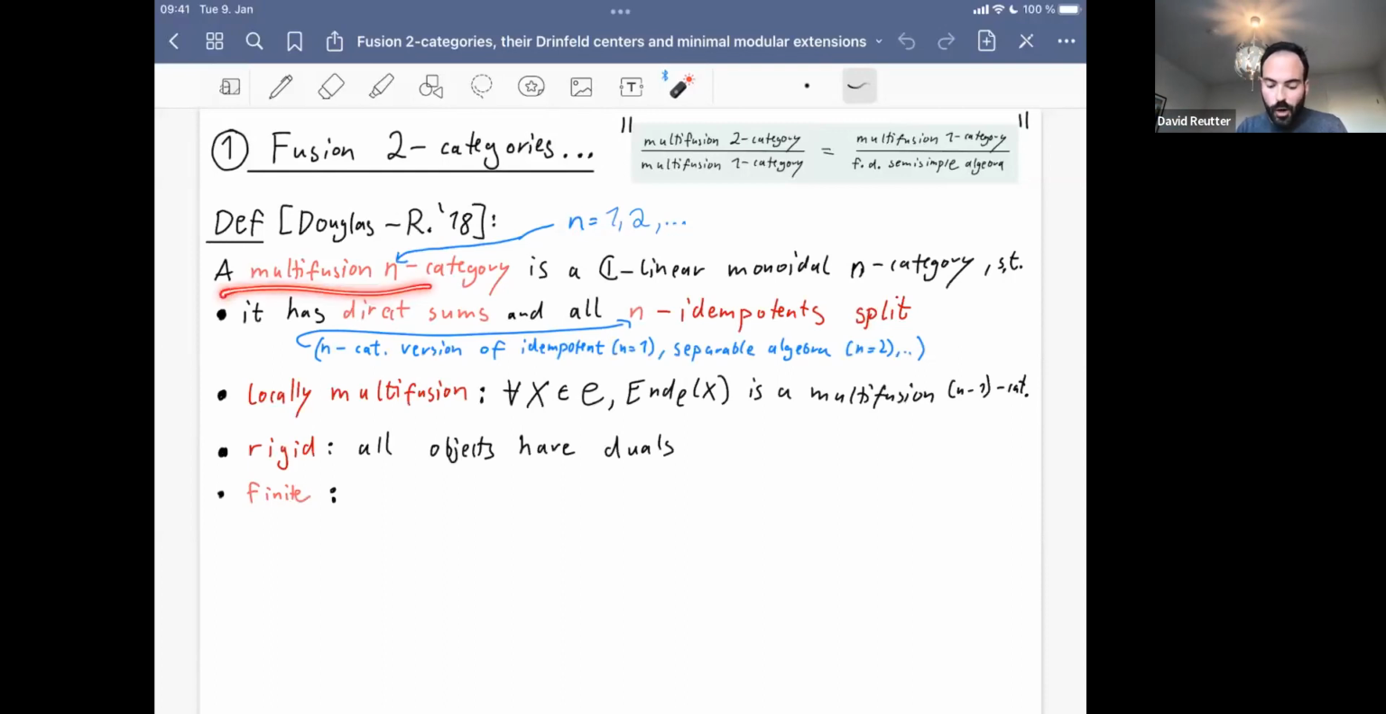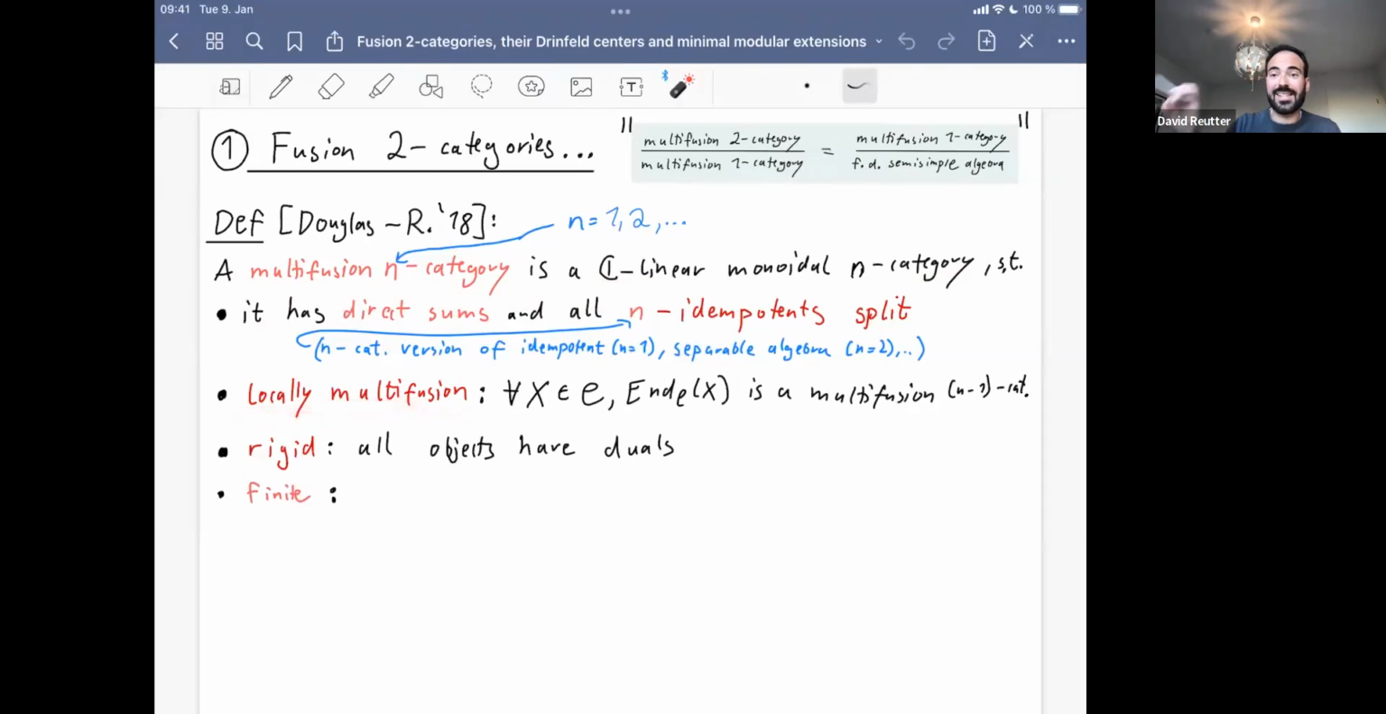So a multifusion one category, let me say it first for n equals one. A multifusion one category is, and I'm working here over the complex numbers, everything I'm doing here could be done over an algebraically closed field of characteristic zero. But just for the slides, I found it easier to read if it's just the complex numbers. So a multifusion one category is a complex linear monoidal one category such that, and here's a list of conditions that I want to impose. One of the conditions is that it has direct sums, and that all idempotents admit splittings. So every idempotent is the image of a section retraction pair. That's a completeness condition, a very mild categorical completeness condition.